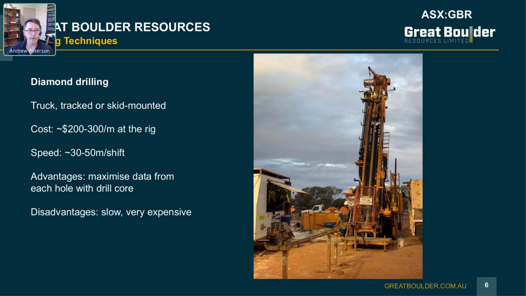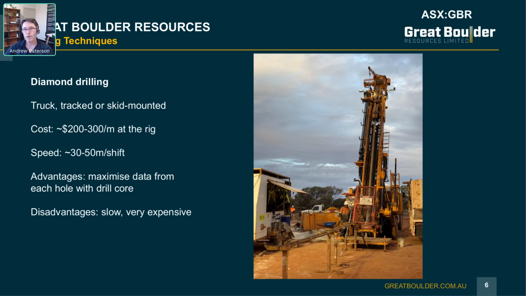And that's the 4th technique, diamond drilling, typically truck mounted, but it can be on a tracked rig or sometimes skid mounted. This is very expensive, typically $200 to $300 per metre, and drilling at around 30 to 50 metres per shift. We can do diamond drilling safely at night. It's simpler, it's easy to set the site up for night shift drilling, so you can do it 24 hours a day.